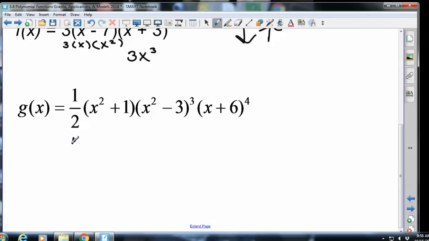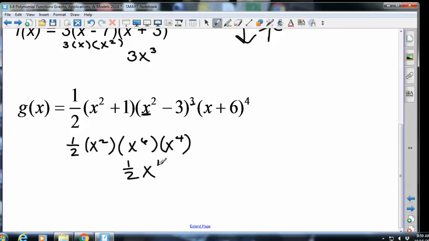The last one. Let's talk about if we just multiplied the x's together. We had the 1/2. This is an x squared. If you have x squared cubed, what would you do with those exponents? Multiply, so that would give us x to the 6th. This last one would give us x to the 4th. So if you multiply all that together, you get 1/2 x to the 12th. So what's your end behavior?